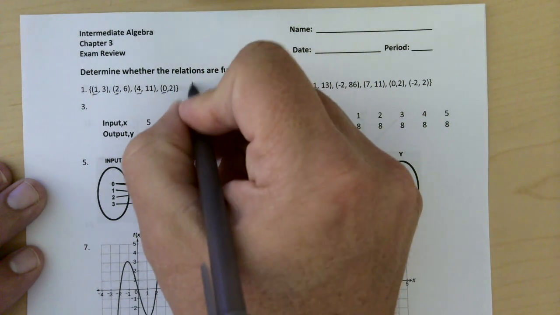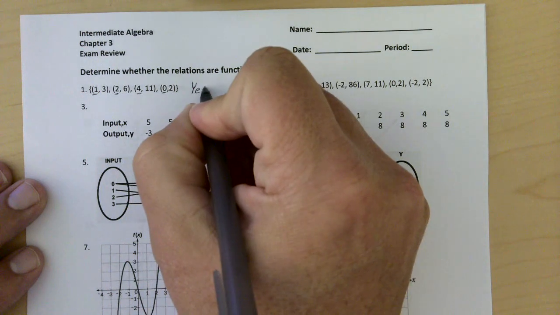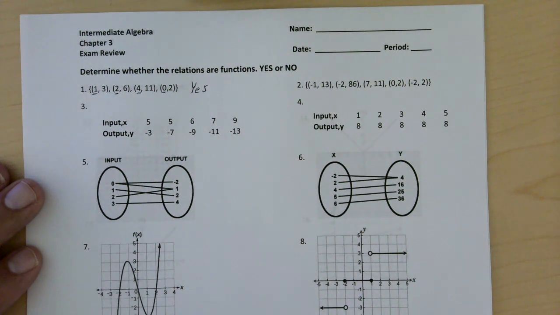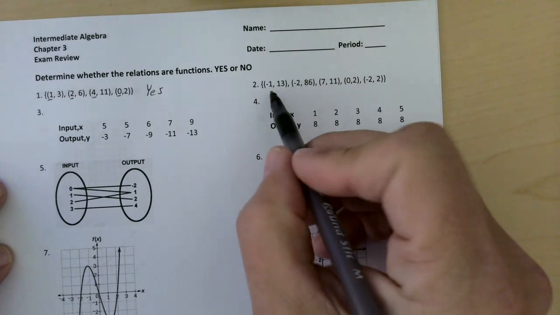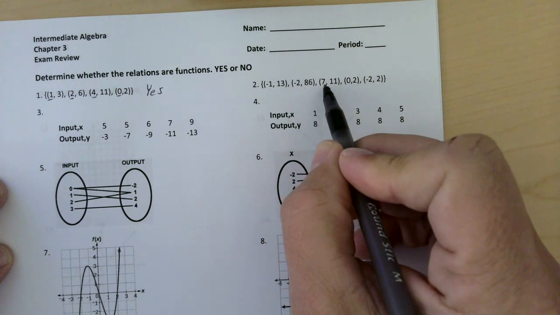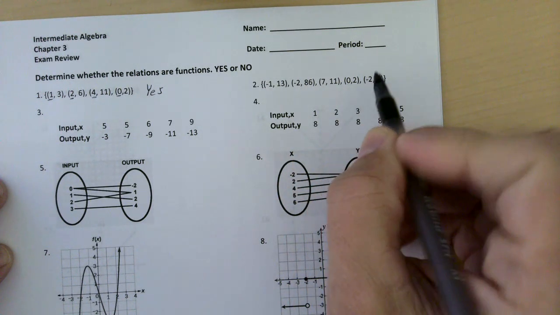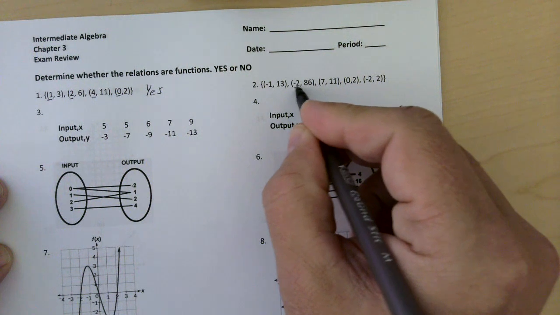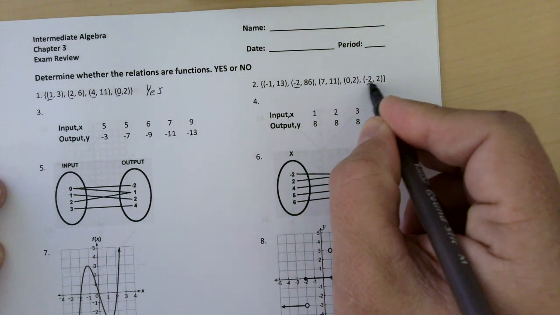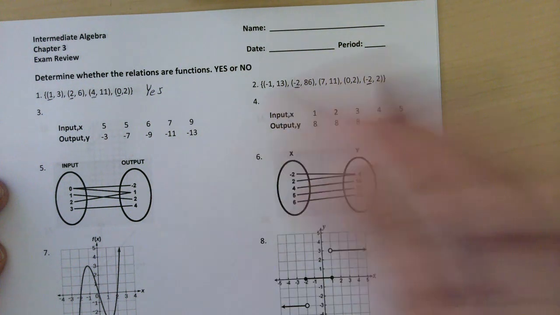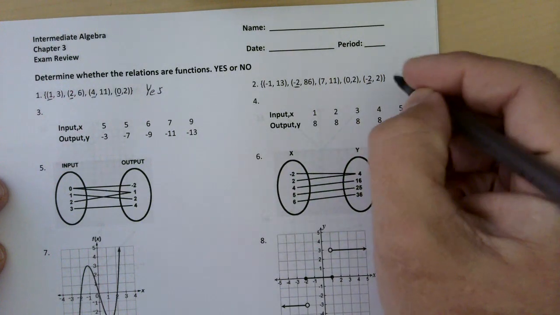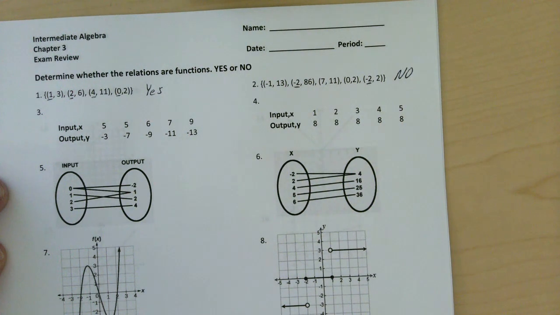So in this case, it's simply a yes. This is a yes or no question. Then over here, -1, -2, 7, 0, -2. Notice -2 has an outcome of 86, and then later on, -2 has a totally different outcome. It's not a function. Okay?